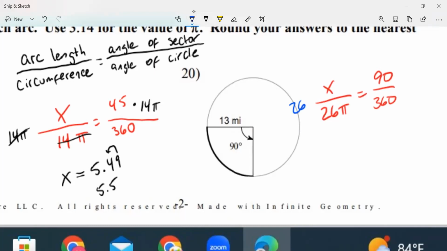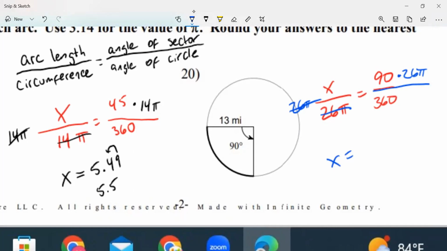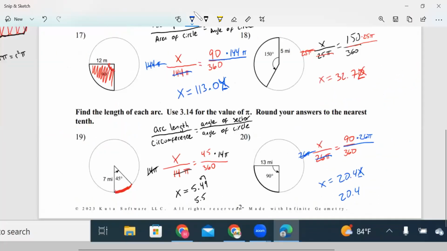Let me multiply both sides by 26 pi. Remember here I had to make this longer. So I'm just going to go x equals 90 times 26 times 3.14 divided by 360. And it gives me 20.41. That 1 is too small, so I'm just going to ignore this. So 20.4. Nice. Let me show you what we did.